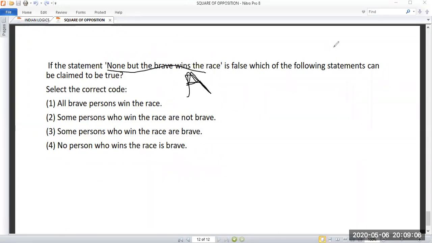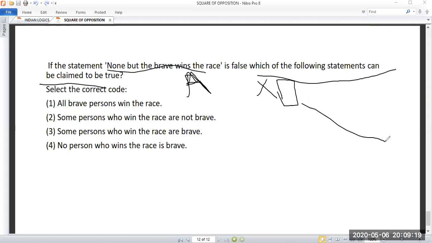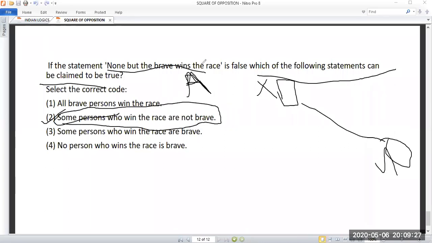If so, we'll come to this one. If A type is taken to be false, which of the statements can be true? If this is false, then definitely this is true. So this is the answer: some person who wins the race is not brave. Are you getting me? This is an easy question, so don't miss such questions.